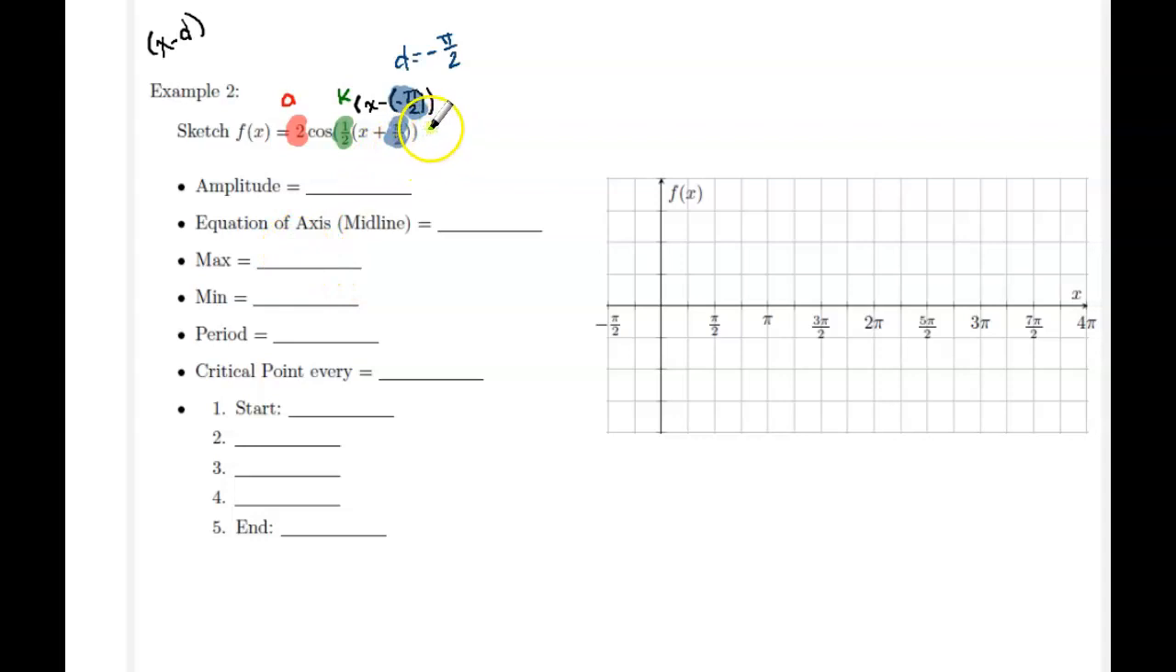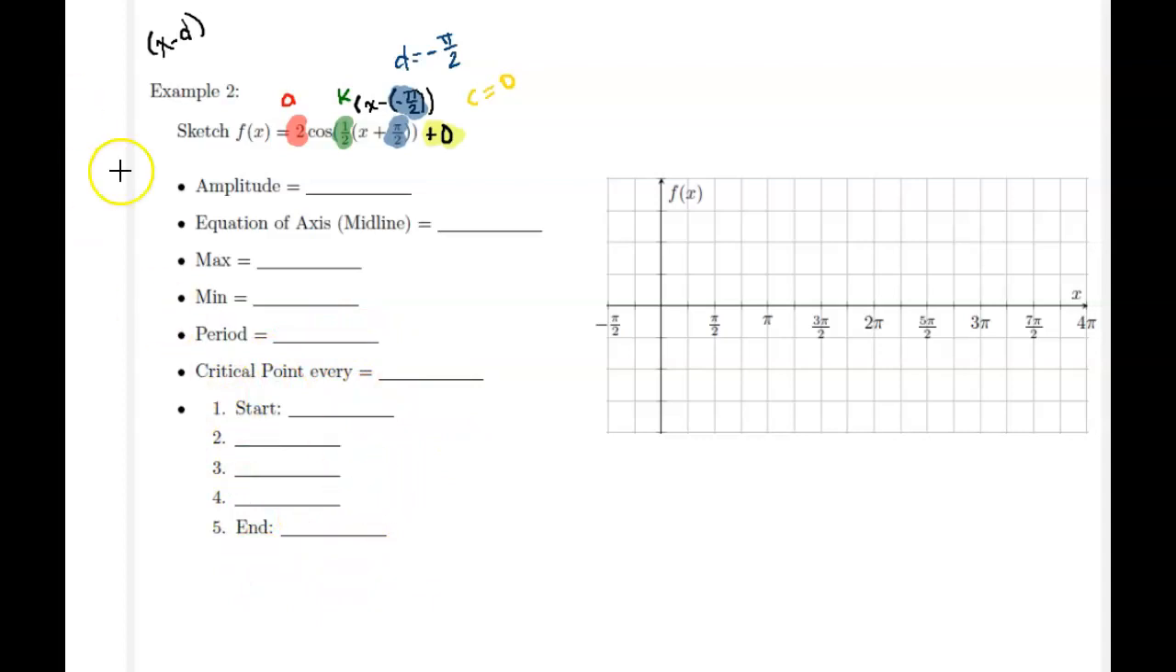And finally, we need my c value. Well, typically the c value would have been right here, but there's nothing there. So that is equivalent to adding a value of 0. So that means my c value is going to be 0. And I can use all 4 of those properties to help me list all of the key features of a transformed cosine function, and then help me plot my critical points.